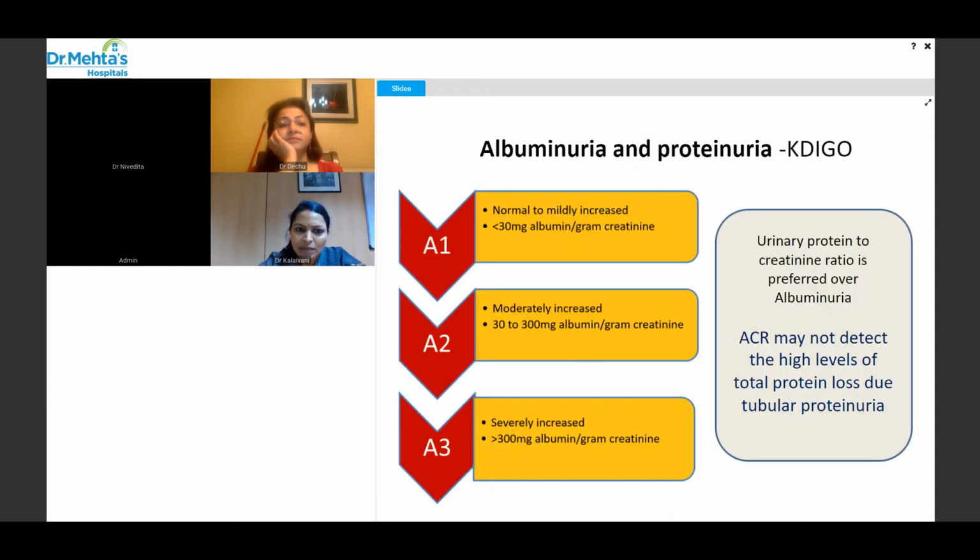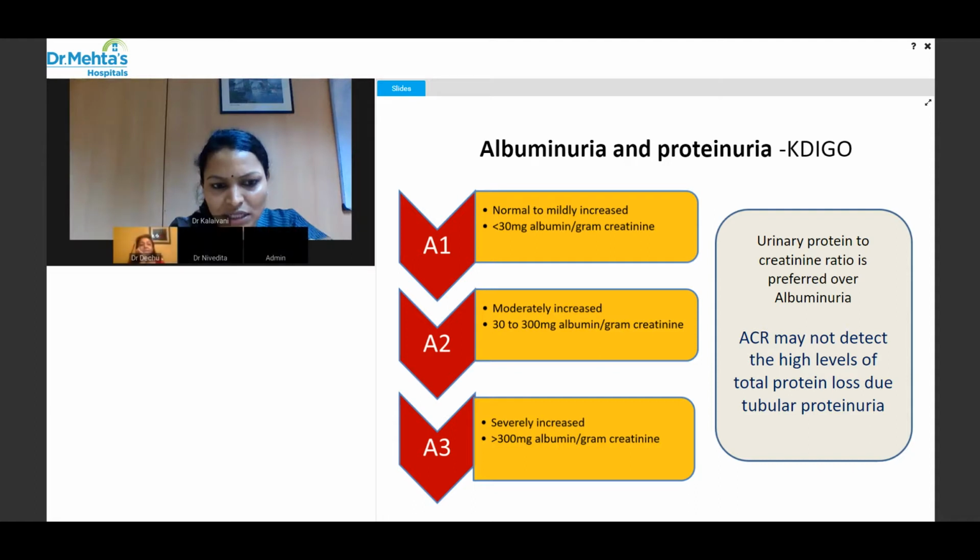According to albuminuria, it has been staged into 3 categories: A1, A2, and A3. A1 is normal or mildly increased albumin in the urine, that is less than 30 mg albumin per gram of creatinine. A2 is moderately increased, between 30 to 300, and A3 is severely increased, when it is more than 300 mg albumin per gram of creatinine.